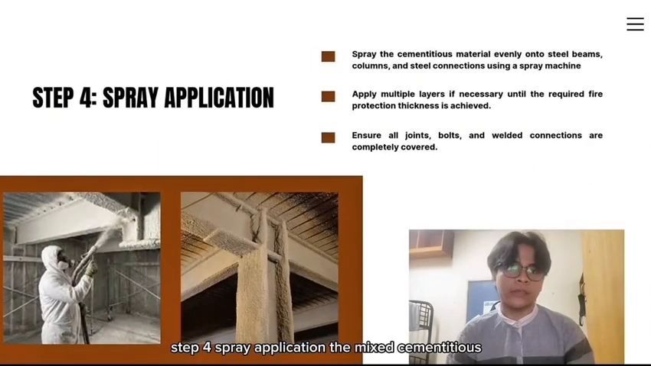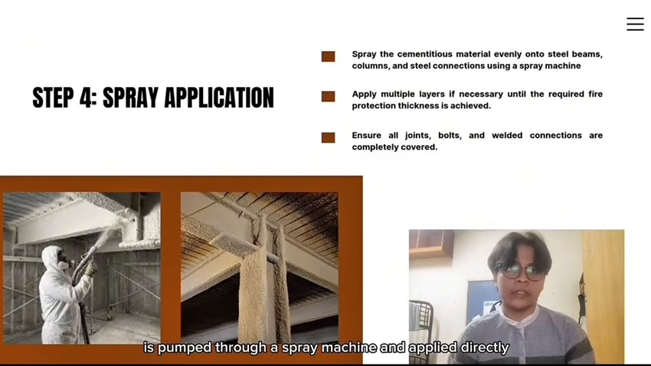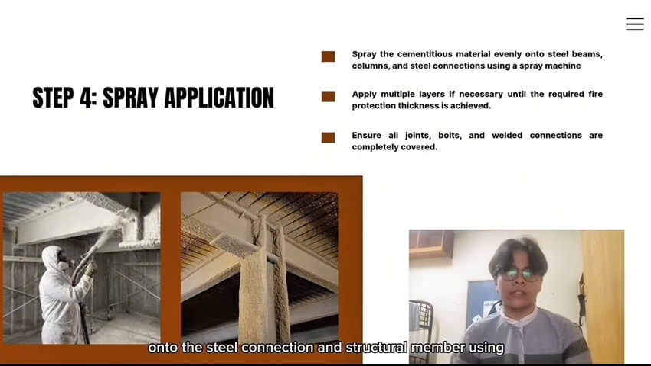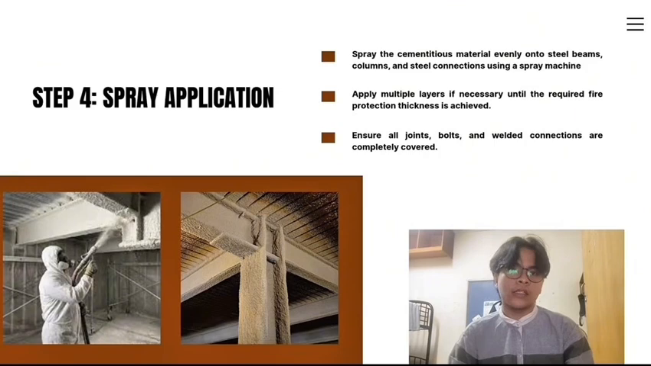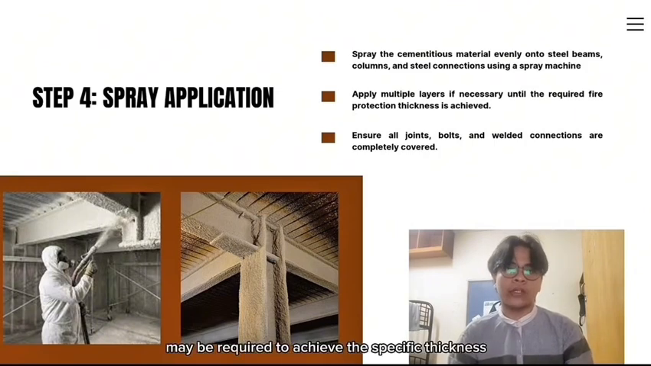Step 4. Spray application. The mixed cementitious material is pumped through a spray machine and applied directly onto the steel connection and structural member using compressed air. The nozzle is positioned at an appropriate distance to ensure uniform coverage. Several spray passes may be required to achieve the specific thickness.